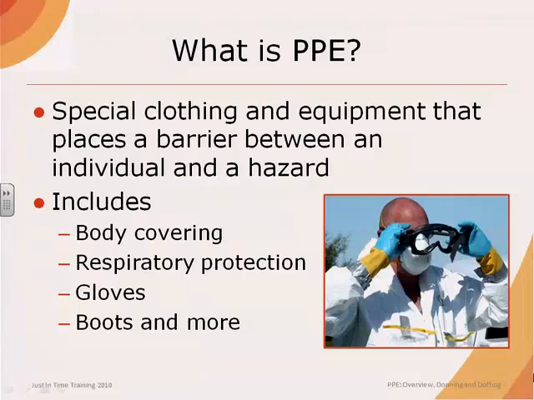The phrase personal protective equipment refers to special clothing and equipment designed to act as a barrier between an individual and a hazard, such as a zoonotic or highly contagious pathogen. PPE includes items to protect the eyes, face, respiratory tract, hands, body, feet, head, and ears. This photo shows a veterinarian wearing a variety of PPE items: a tear-resistant suit, a disposable respirator, and chemical-resistant gloves. He is also putting on goggles.